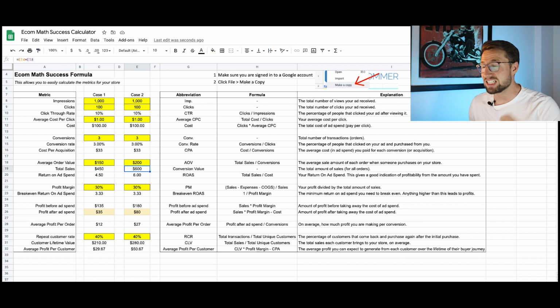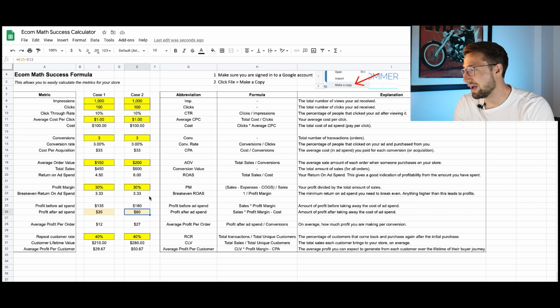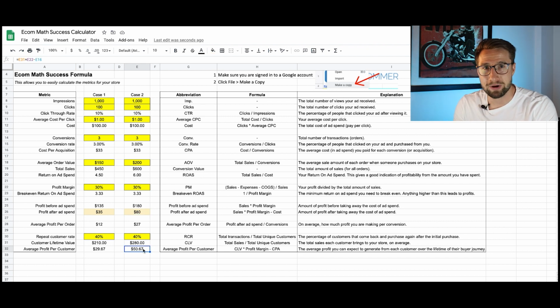Maybe you have a deal that if they spend over $150, then they get free shipping, and that's still profitable for you. Well, then suddenly you can see here that the profit for this campaign goes up a lot, but especially the average profit per customer on the customer lifetime value goes up massively. It's huge because that average order value affects the repeat customer rate as well. Super, super important. Let's pull that back down to 150.